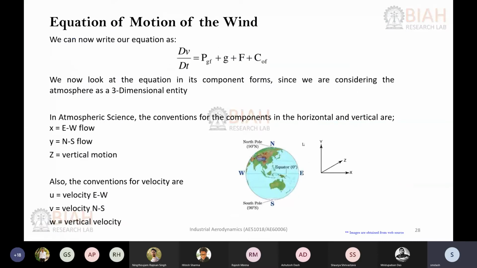So it will have three components, x, y, and z. Normally, these are the direction nomenclature we follow. X is your east and west direction, and y is your north-south direction. Z is your vertical motion, which will be perpendicular to the plane of the screen. So you can consider the surface of the earth as one plane, the xy plane or horizontal plane, and perpendicular to that will be your vertical motion.